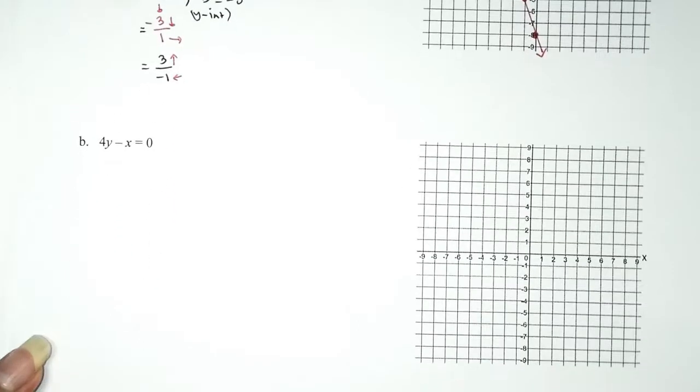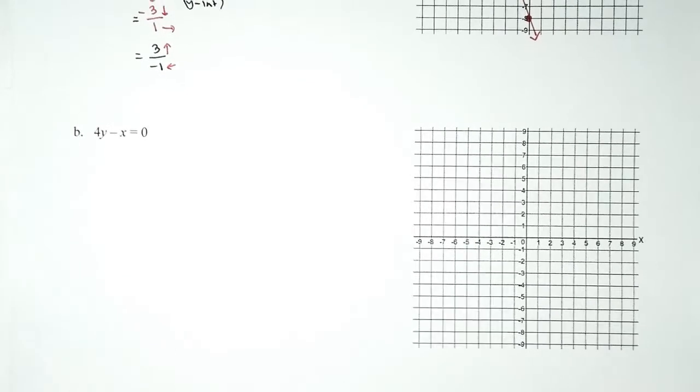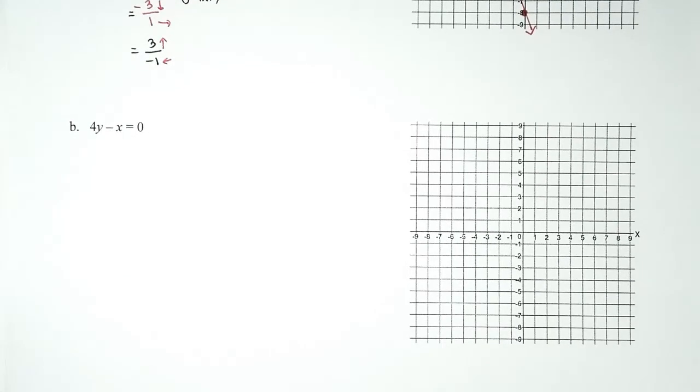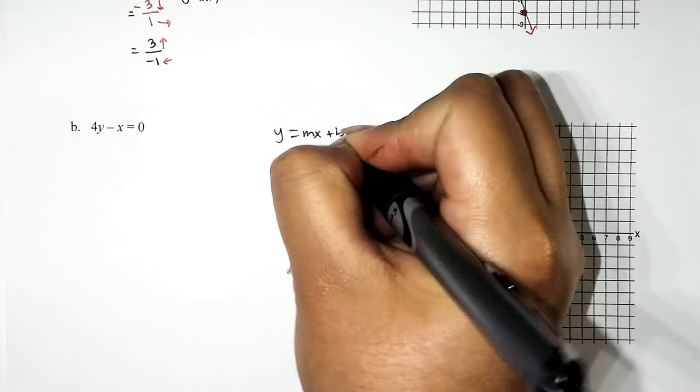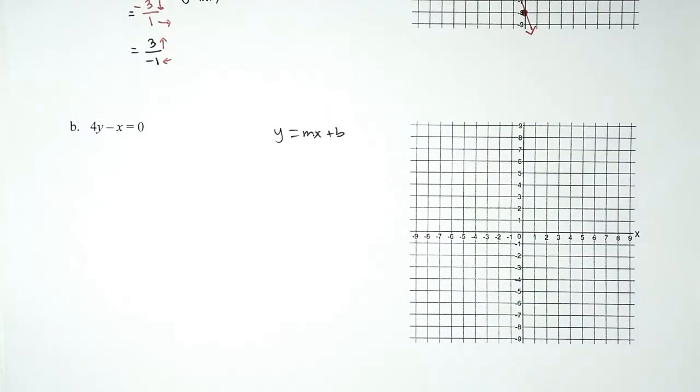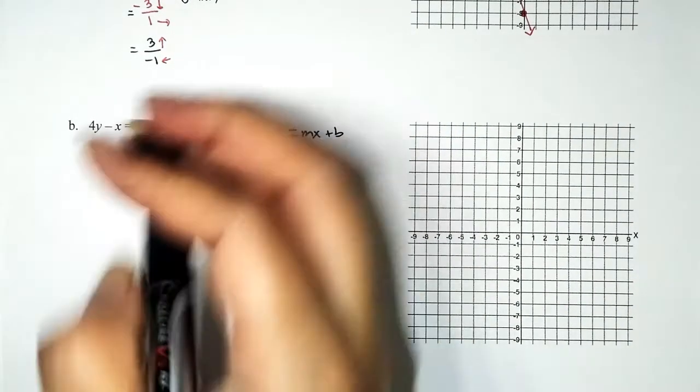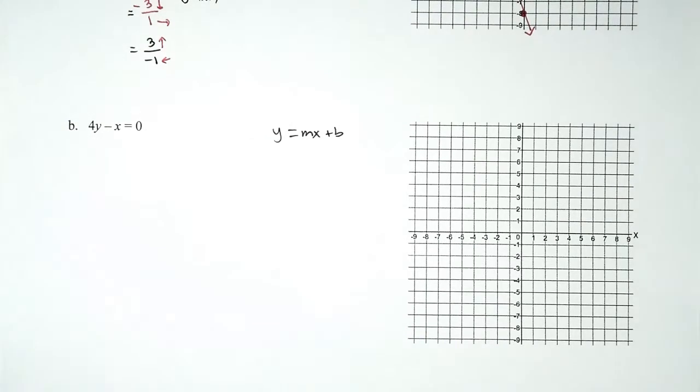Cool. So problem B. We have 4y minus x equals 0. So again, we cannot graph it however we like. We have to write it in slope-intercept form. Then we have to use the slope and y-intercept to graph the line. So let's go ahead, solve for y. So if you're not with the y, adios, you have to go.